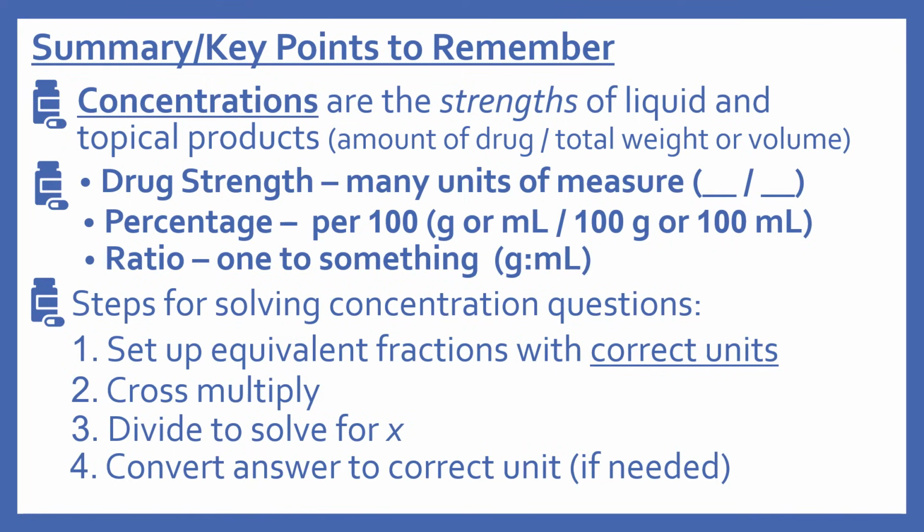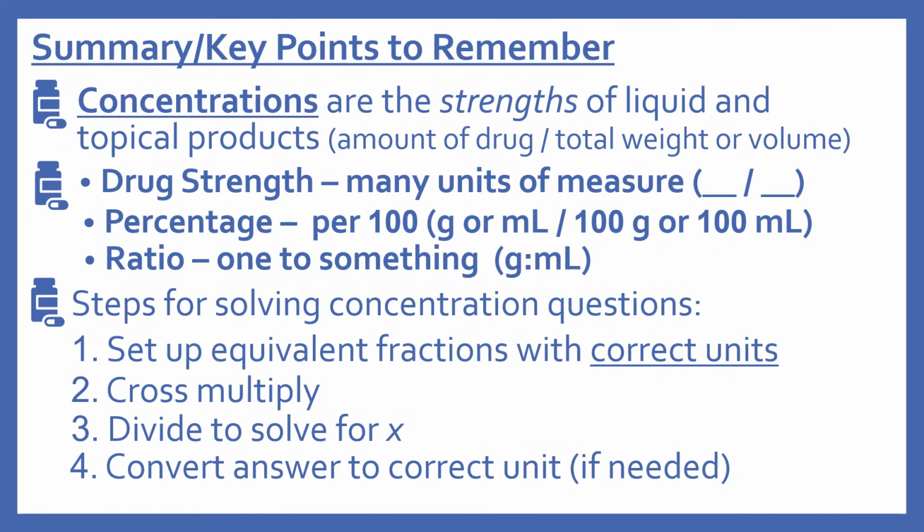Percentage concentrations: percent means per 100, and the units for a percentage concentration are grams or milliliters per 100 grams or 100 milliliters. So we have to be in grams and milliliters with percentages. And then there are ratio concentrations. Ratio generally means 1 to something, and the units for ratio concentrations are grams to milliliters.